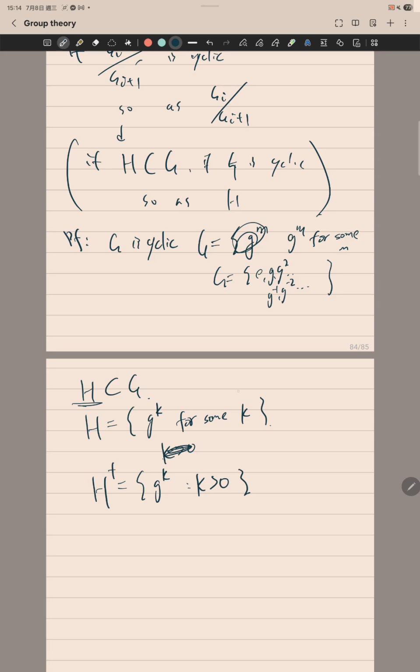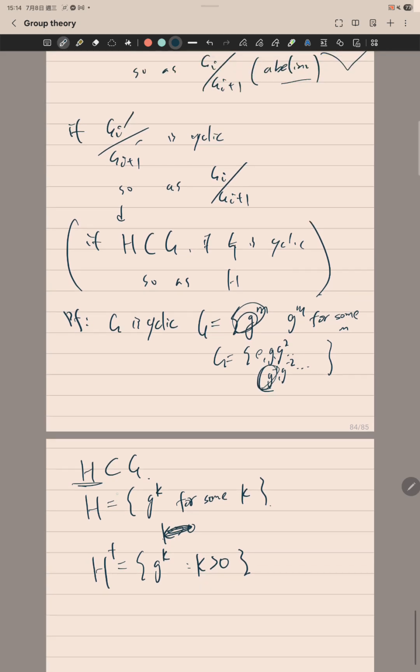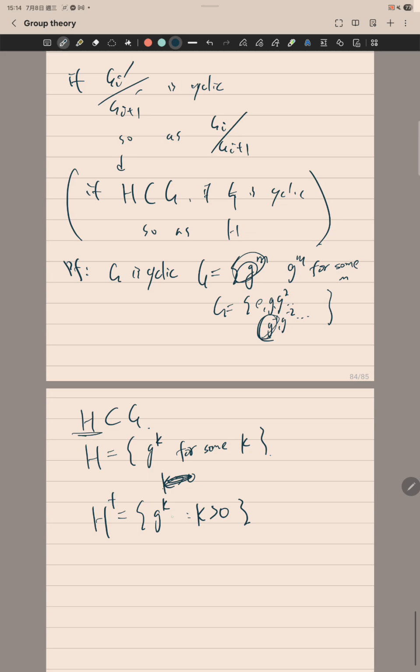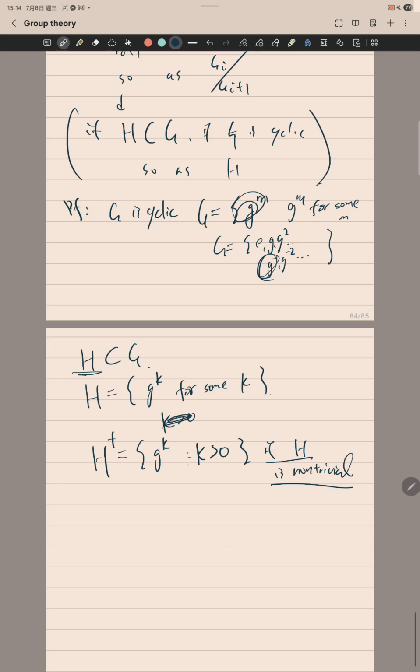And you might say, why? It can contain a negative power? It cannot be, right? Because if it contains some negative power, then its inverse will be a positive power. So H plus must contain some G to the K, where K is greater than 0, if H is non-trivial. So if H is non-trivial, then there must be something which is positive in the power, right? So now H plus is G to the K, K greater than 0.